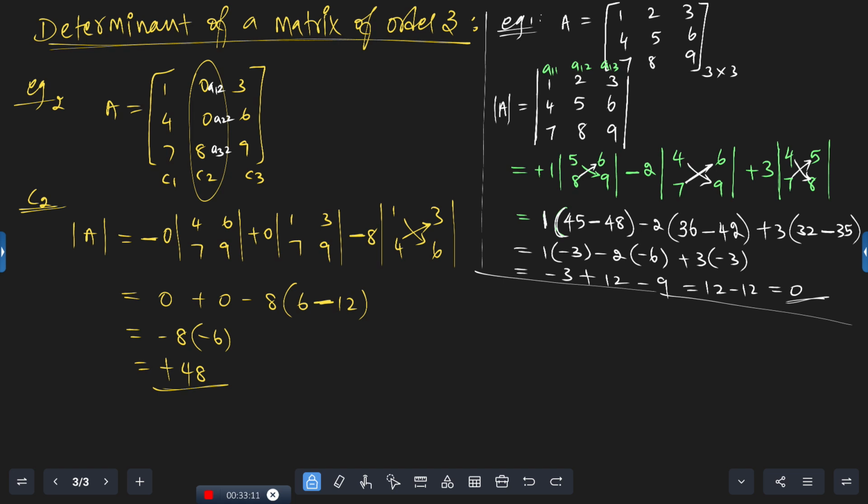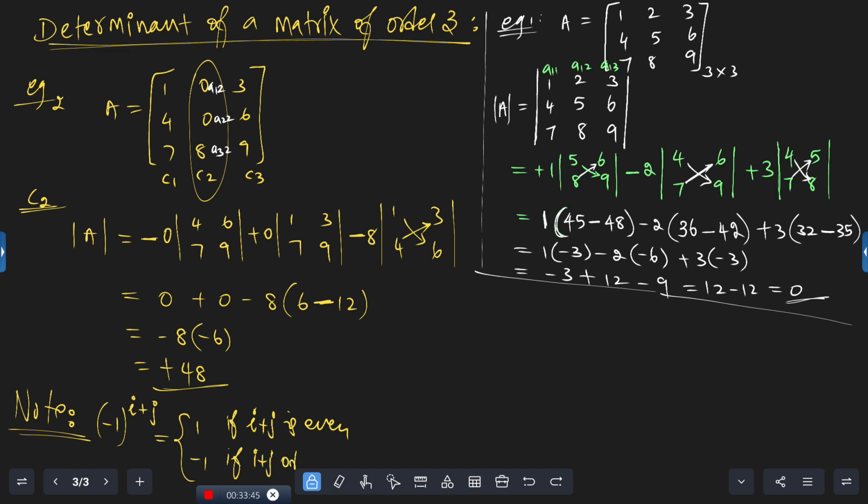All the steps you can apply. A very important thing, in your notes just write it. Minus 1 whole power i plus j. i plus j, you will get plus 1 or minus 1. When will you get plus 1? If i plus j is even, you will use plus 1, or just plus. If i plus j is an odd number, you use minus.